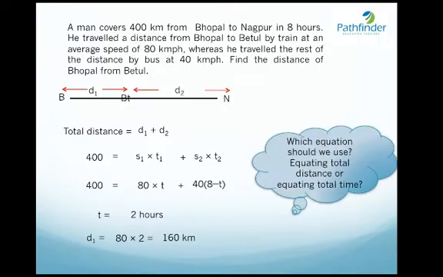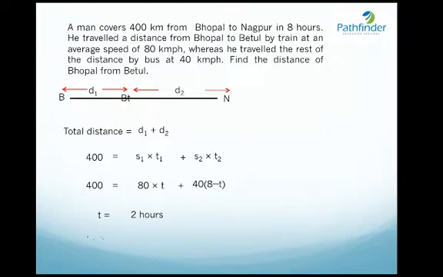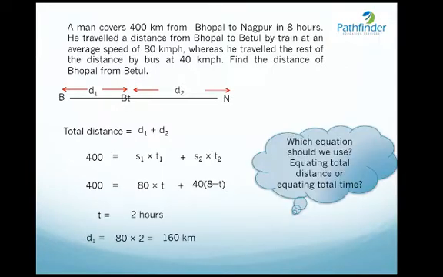So which equation should we use in solving the above question? Should we equate the total distance or should we equate the total time? Obviously, the answer lies in what has been asked. If you look at the equations carefully, the first equation where you equated the total time straight away gave you the distance. So if you are asked to calculate the total distance, the first equation will be superior. Whereas if you are asked to calculate the time traveled from Bhopal to Baitul, then the equation where you equate the total distance is a better solution.